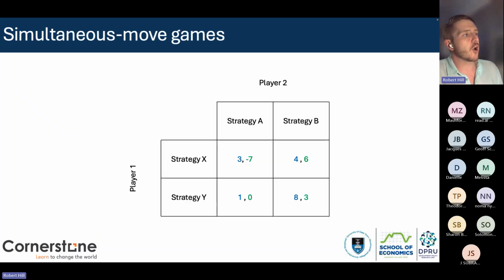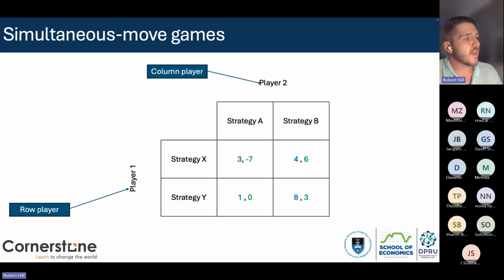Just to give a very quick overview of the two different forms of games, this on the screen is a simultaneous move game, and this is what I mean by the tabular or game table form. This is how we would represent it in a technical format. You can see that I have labeled different players. We've got player 1 and player 2. Player 1 is what we call the row player because they are on the rows, and player 2 is the column player because they're on the columns.